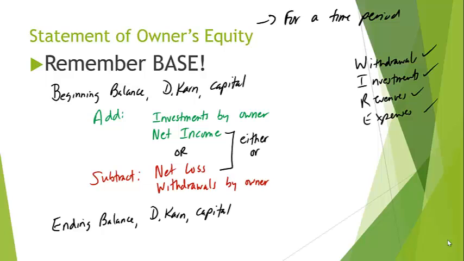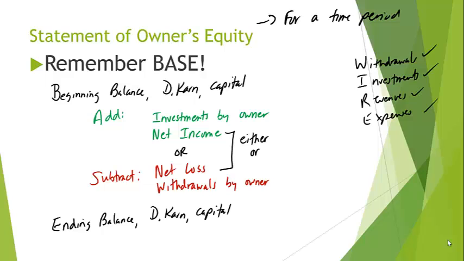So we have to go through each of those things and determine where they fit into the picture. So if we look at withdrawals first, we could see that obviously that would cause owner's equity to decrease, so we would subtract that. If we look at investments, we know that if an owner makes an investment in the business, the owner's equity is going to increase, so we would add that.